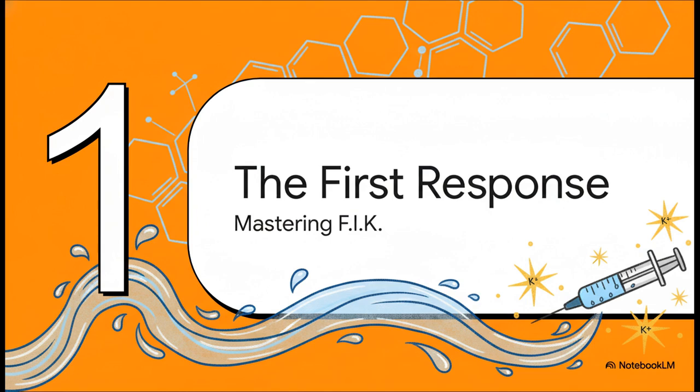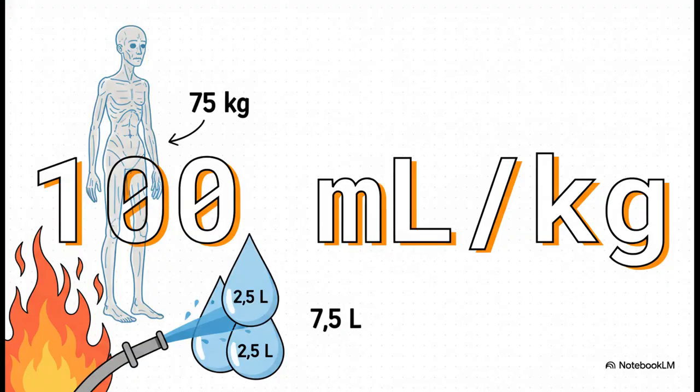Okay, let's jump right into our first section, the first response. This covers the first three letters of our mnemonic, F, I, and K, which, you guessed it, stand for fluids, insulin, and potassium. These are the immediate, life-saving moves that will stabilize the patient. What's really striking here is the sheer scale of the fluid problem. A patient in DKA is profoundly dehydrated. We're talking a typical water deficit of about 100 milliliters per kilogram of body weight. So for a 75-kilogram adult, that's a staggering 7.5 liters of fluid loss. This is the first fire we absolutely have to put out.